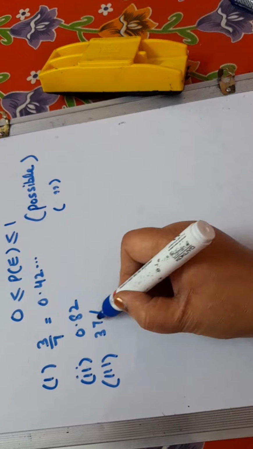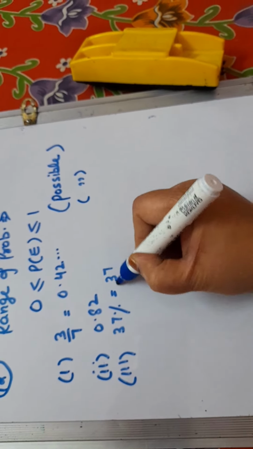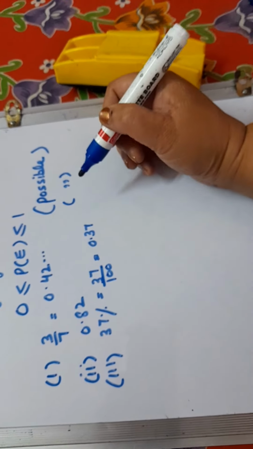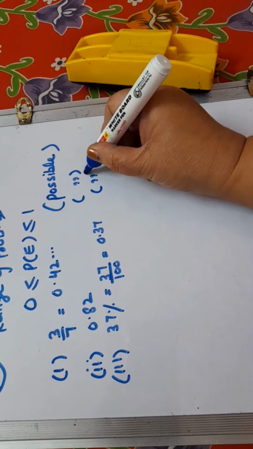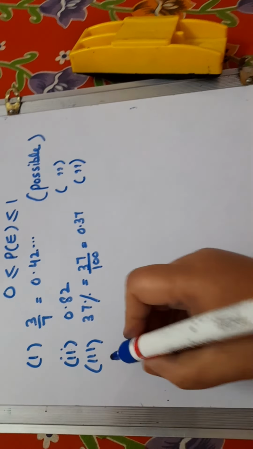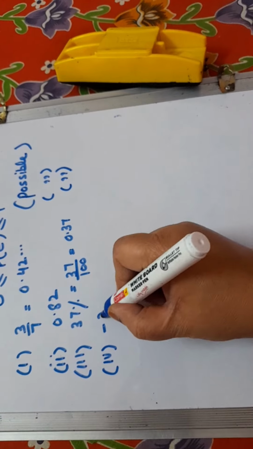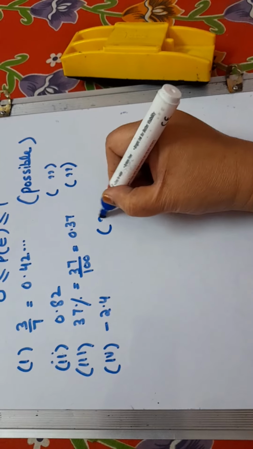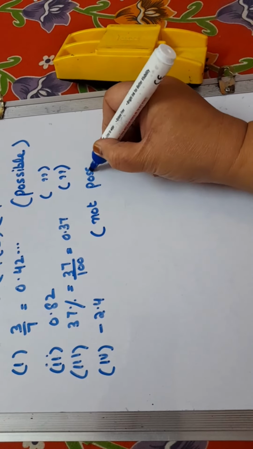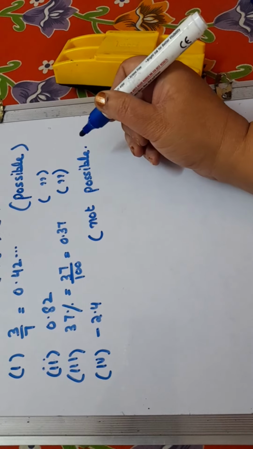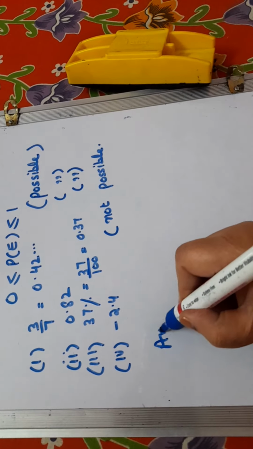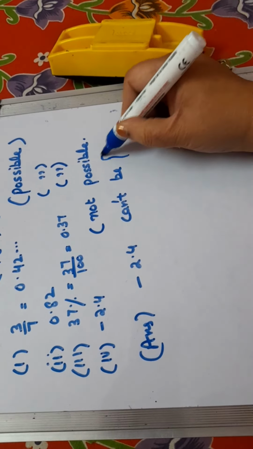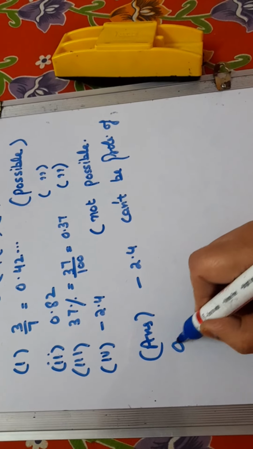It is 37%. 37% we can write as 37/100. So 0.37. Again it lies between 0 to 1. So it can be the probability of an event. So fourth is -2.4. -2.4 is less than 0, so it can't be the probability of any event. So answer will be not possible. In the question it was asked which of the following cannot be the probability of an event. So we will write the answer: -2.4 can't be the probability of an event.